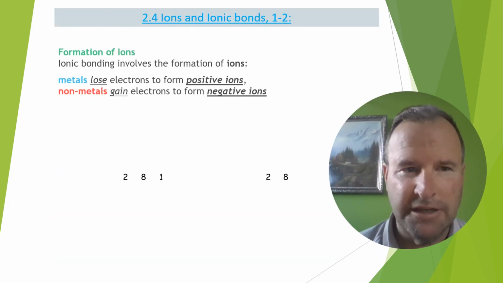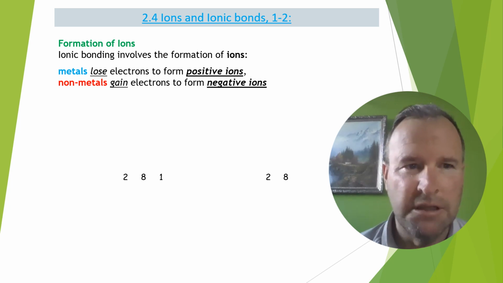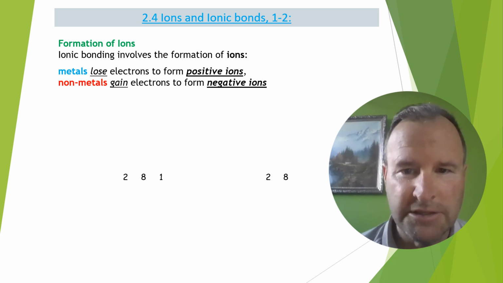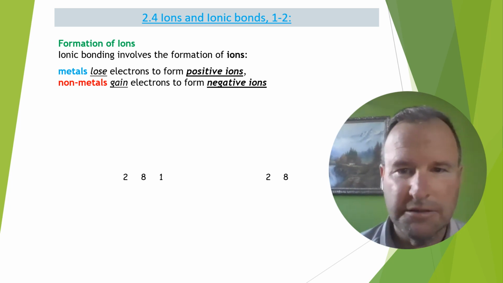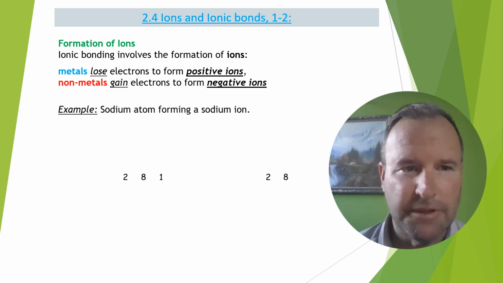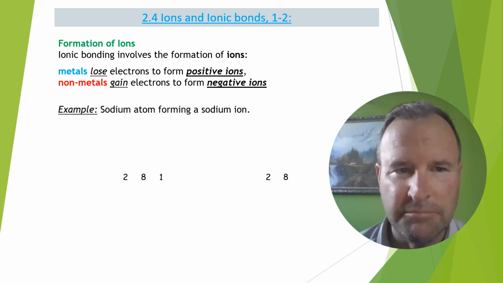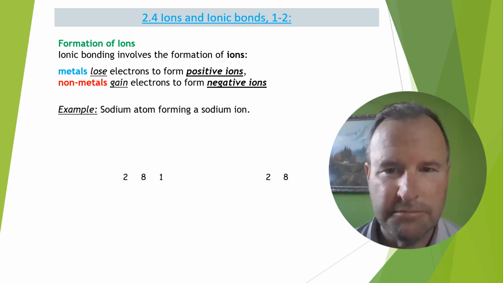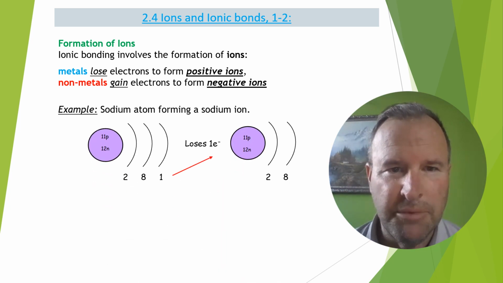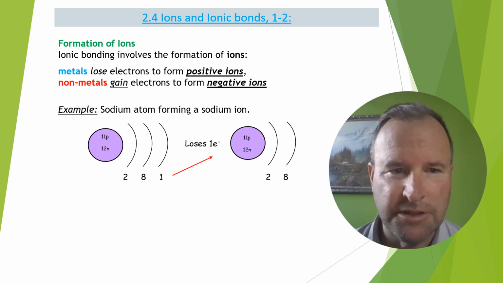On to the next slide. Formation of ions. Ionic bonding involves the formation of ions. Metals lose electrons to form positive ions in general. Non-metals gain electrons to form negative ions. Here's an example of a picture shown here.